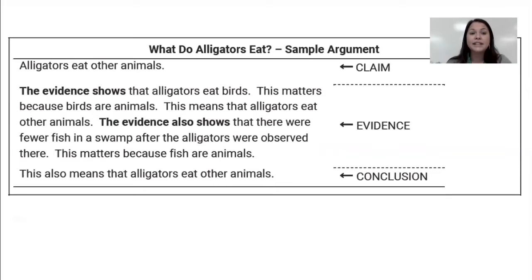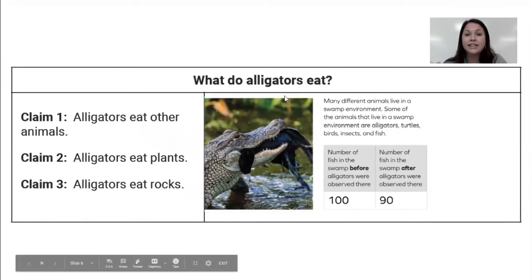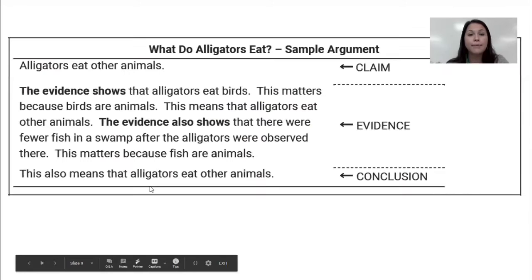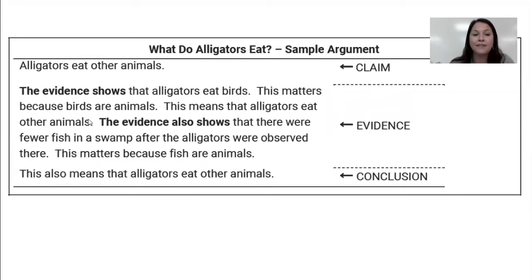The evidence shows that alligators eat birds. This matters because birds are animals. This means that alligators eat other animals. The evidence also shows that there were fewer fish in a swamp after the alligators were observed there. This matters because fish are animals. And our conclusion is that this means that alligators eat other animals. So we use this evidence here in order to use a claim and support it with evidence.